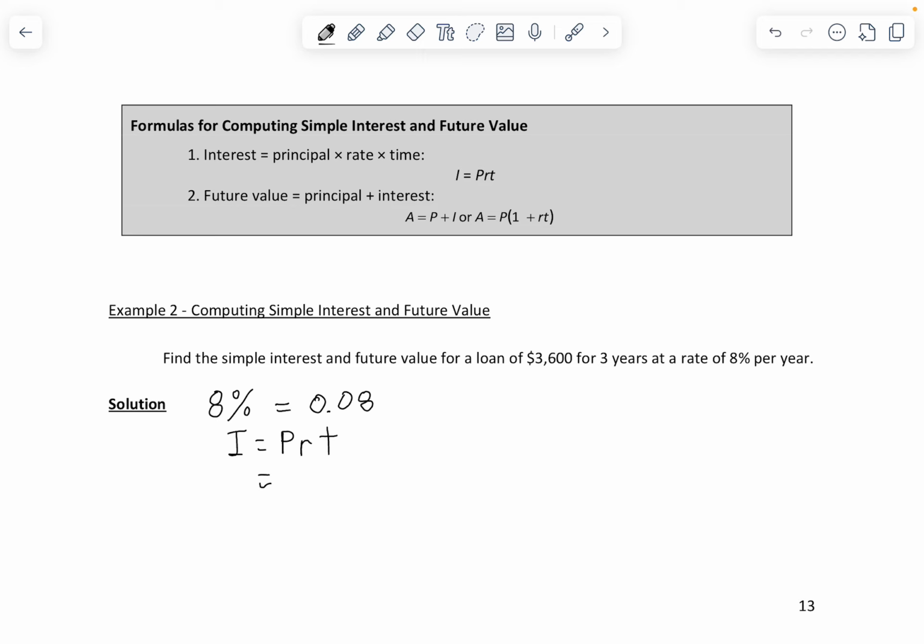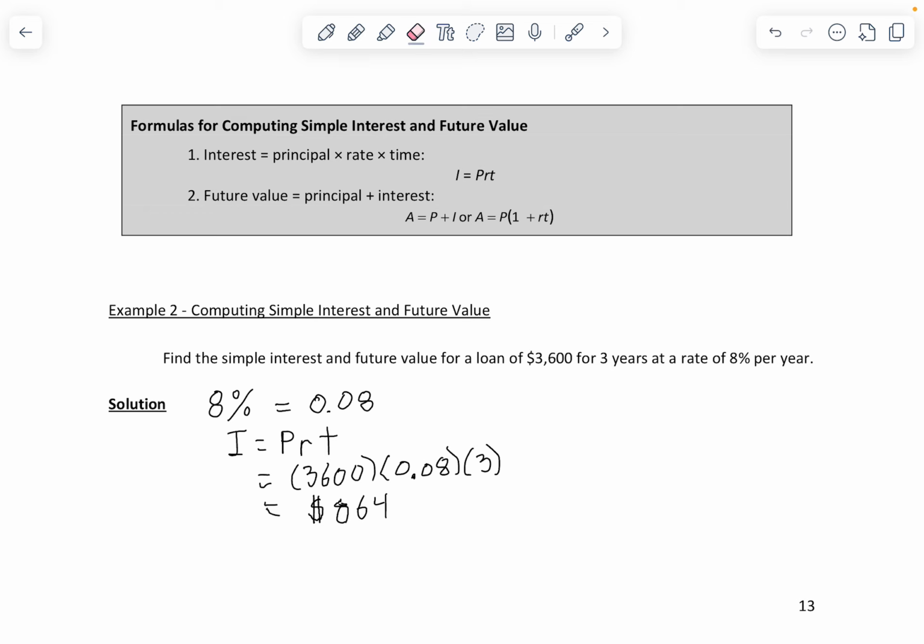My principal is the amount of the loan, which is the $3,600. R is the interest rate in decimal form, which is 0.08. And then T is the time, right? So it says we want a loan for 3 years. We'd plug in 3 for t. Use your calculator to work that out. You should end up with 864.